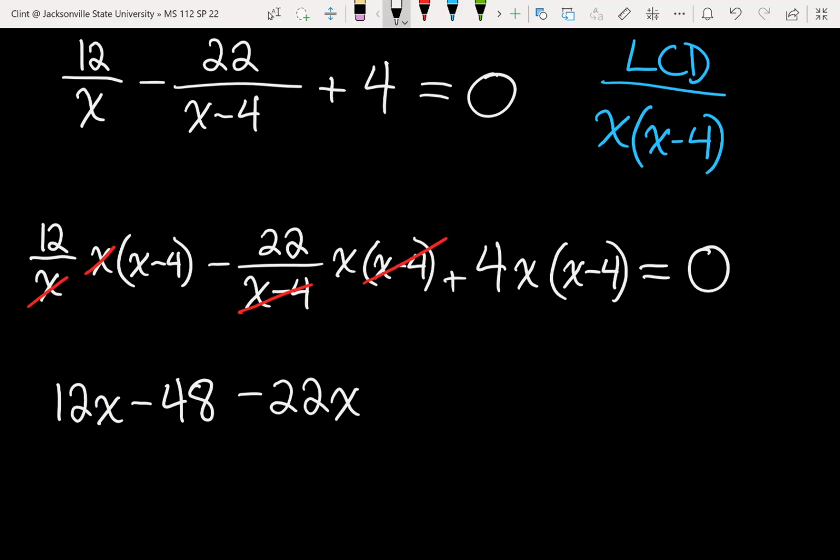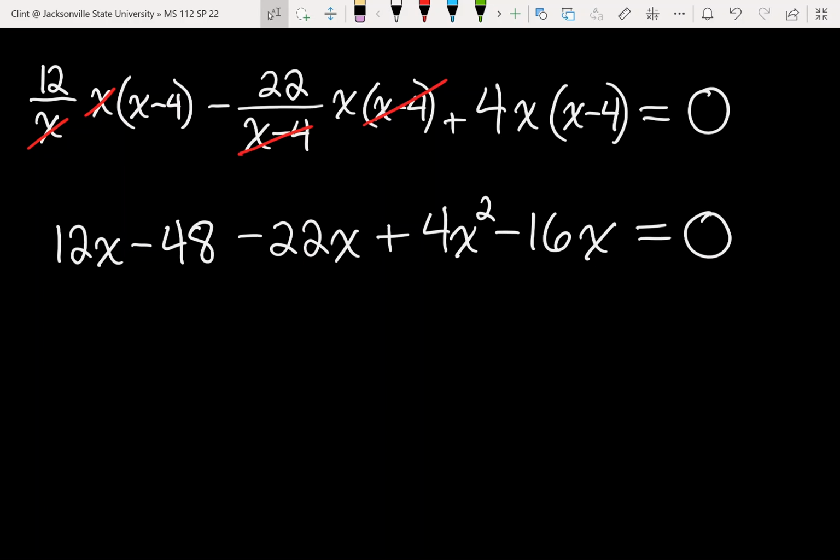That's okay for now. And then in the last one, we've got a 4x. Okay, 4 times x is 4x that we need to distribute. So 4x times x is 4x squared. 4x times negative 4 is negative 16x. Equals 0.